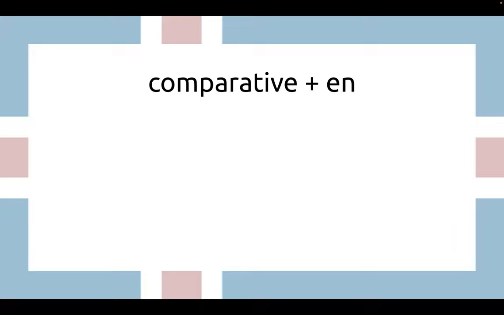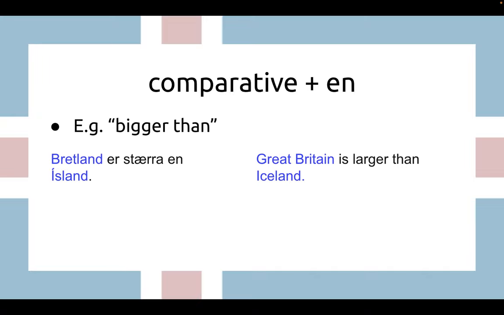Here's another situation where you use the nominative with a comparative and then the conjunction en. So that's when we're saying that something is bigger than or faster than. So here's an example. Bretland stærra en Ísland. Great Britain is larger than Iceland.